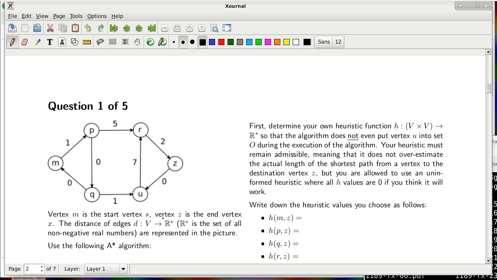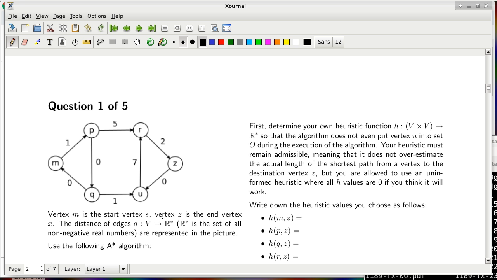So how do we get started with this? Okay. Well, the first thing is you do have to find the shortest path, or at least the length of the shortest path, from each vertex, because you have to make sure that your heuristics are not overestimating. Okay, so that's pretty easy. The shortest path from R to Z is just 2. The shortest path from U to Z is 9, as far as I can tell. Yep, it is the only path. And then the shortest path from P to Z.